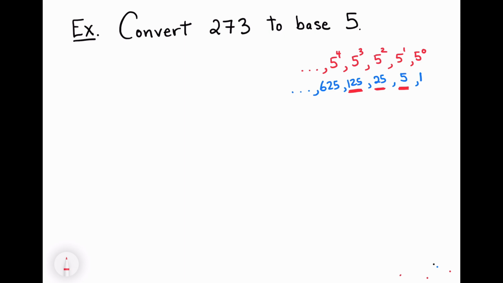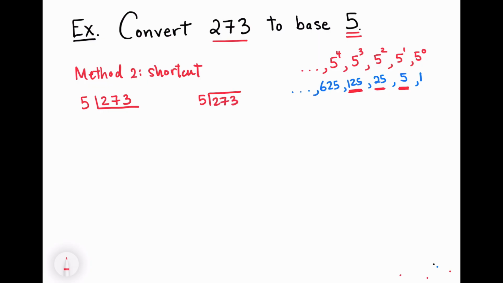So let me now show you a second method that's like a shortcut. In this method, I'm going to take the desired base and the number, and I'm going to divide. First, a simple division: how many times does 5 go into 273? 5 times 5 is 25, so I subtract and bring down. How many times does 5 go into 23? 4 times. 4 times 5 is 20. I subtract, and this is the remainder.